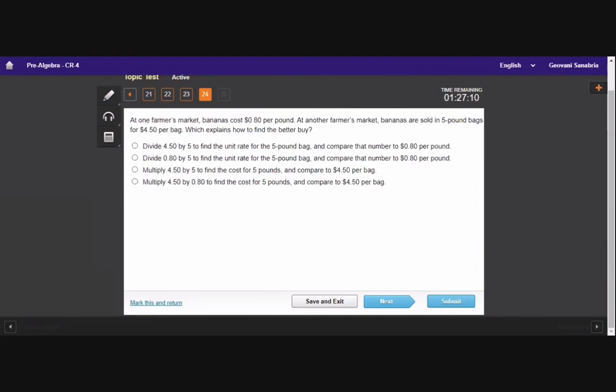At one farmer's market, bananas cost 80 cents per pound. At another farmer's market, bananas are sold in pound bags for $4.50, which explains how to find the better buy. Yeah, I think it is a little different, because I think the other one was which one was a better buy. Yeah, you're right. Which explains, divide $4.50 by 5.